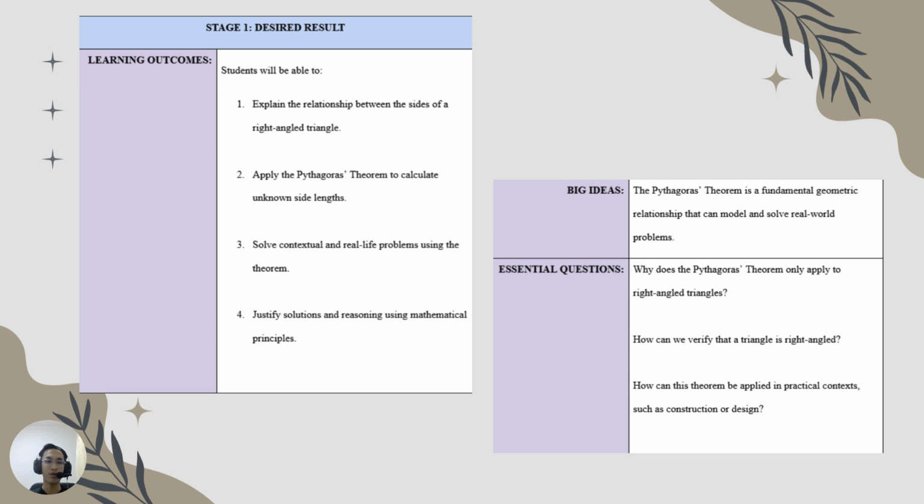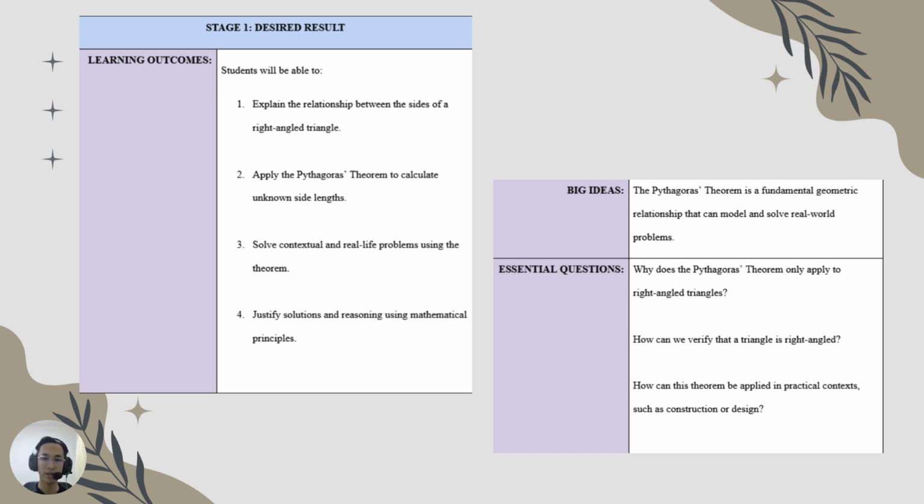So first, according to the UBD model, we need to first look at our desired results. So the learning outcomes through this lesson plan should be that students will be able to explain the relationship between the sides of a right angled triangle, to apply the Pythagoras theorem to calculate unknown side lengths, solve contextual and real life problems using the theorem, and justify solutions and reasoning using mathematical principles.